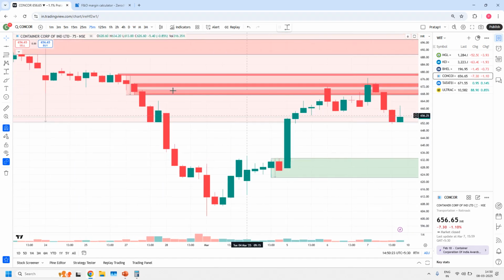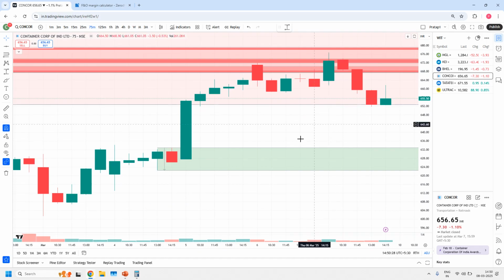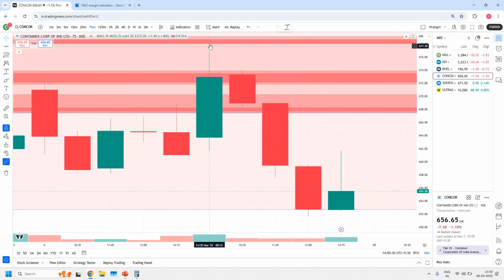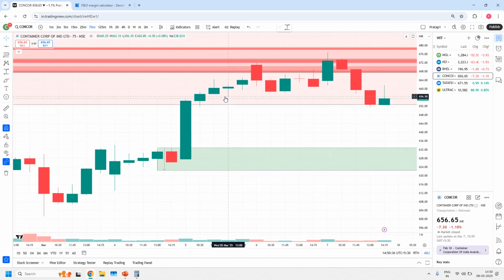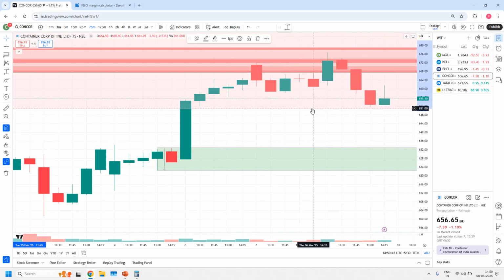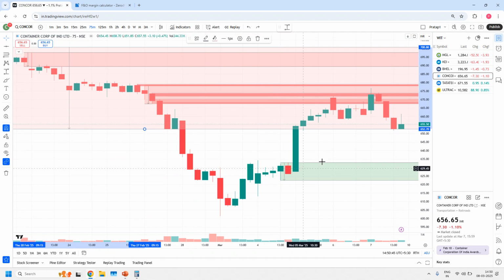Even if you are planning exactly at this lower time frame horizon, you might have missed your trade because prices did not reach up to this lower time frame horizon. So that is the reason why I am saying you should not exactly specify the maximum risk management level, you should plan your trades. Okay, this is about Conquer.